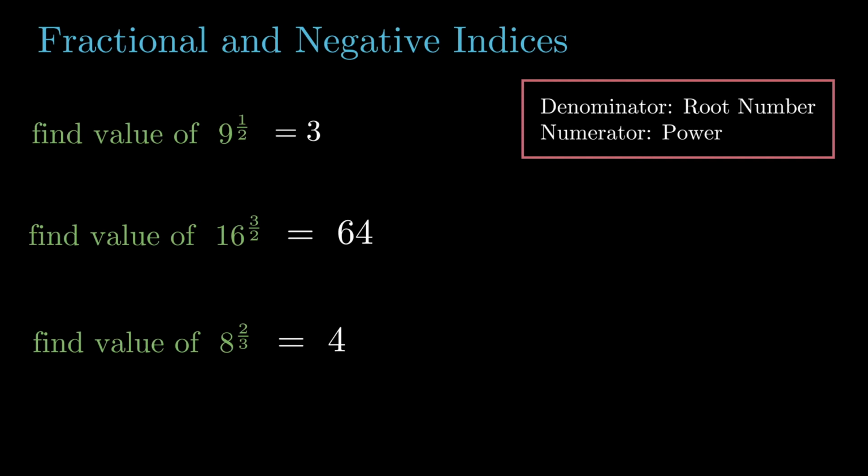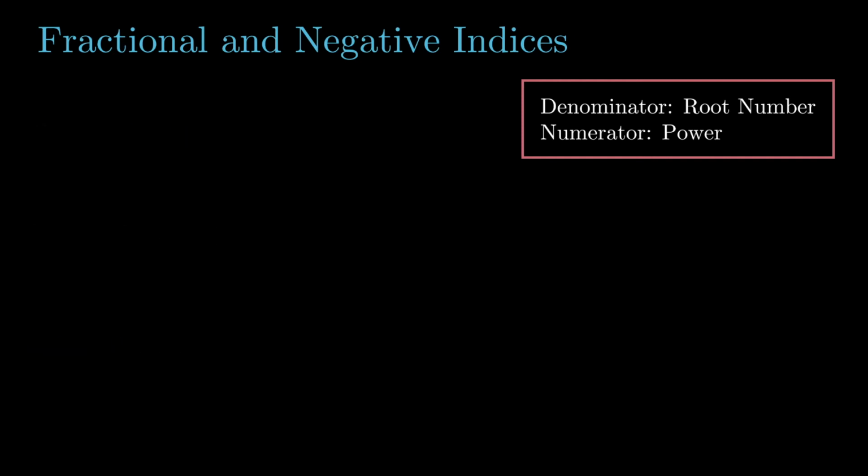We'll now move on to a mixture of fractional and negative indices in one question. So the first one is, find the value of 36 to the power of minus a half. So the first step is we have to remove the negative indice, and the way we do that is by flipping it. So we get 1 over 36 to the power of a half. Now we just got to do 1 to the power of a half, which is 1, and 36 to the power of a half, which is 6.